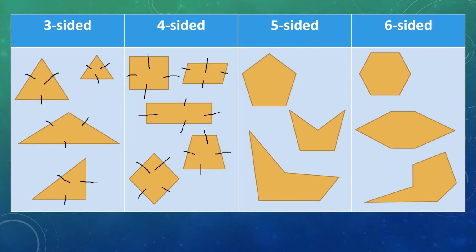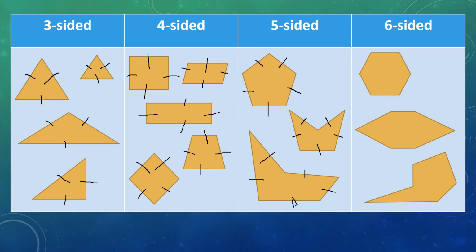In our next category, we have 5-sided shapes. 1, 2, 3, 4, 5. This first shape is probably a familiar 5-sided shape, but not all 5-sided shapes look the same. So we'll count the sides, 1, 2, 3, 4, 5, and yes, this shape is also a 5-sided shape, along with the other example that is in this category.